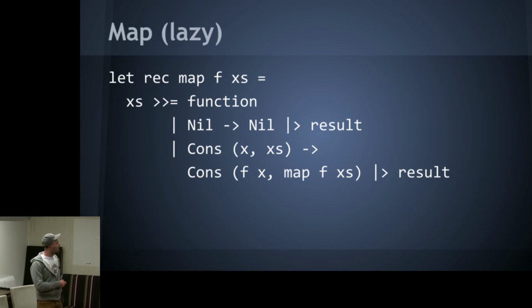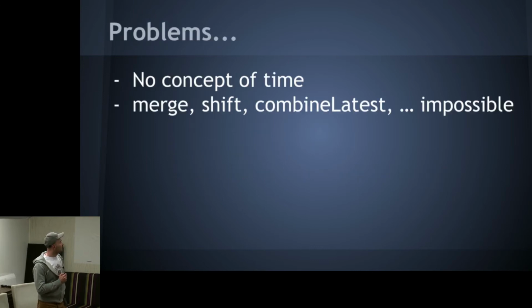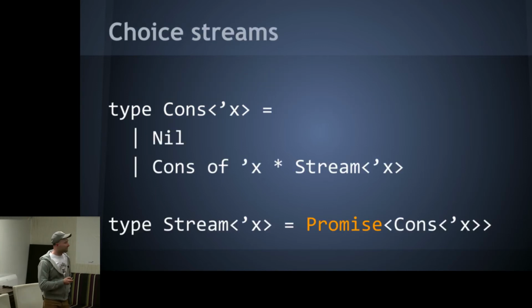So this allows us to write a lazy map function. The only difference here is that we do the bind instead of the usual function application, and then we return the results as lazy values. But this is structurally very simple. And well, it still doesn't work. There's still no concept of time. So operations like merging two different streams time-wise just don't work.